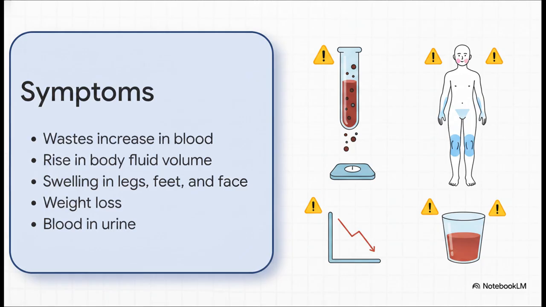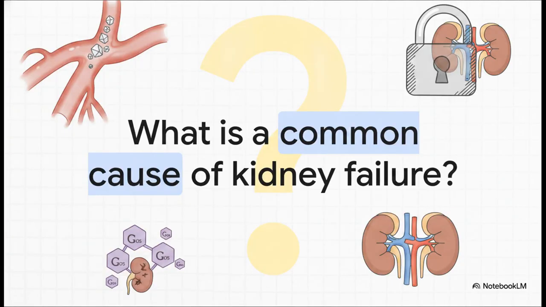Let's do another quick checkpoint. What is a common cause of kidney failure? Is it A, long-term diabetes mellitus and hypertension, B, eating too many fruits, C, drinking too much water, or D, regular physical activity? As we just saw on our investigation list, option A is absolutely correct. Long-term diabetes mellitus or hypertension are for sure the primary culprits here.